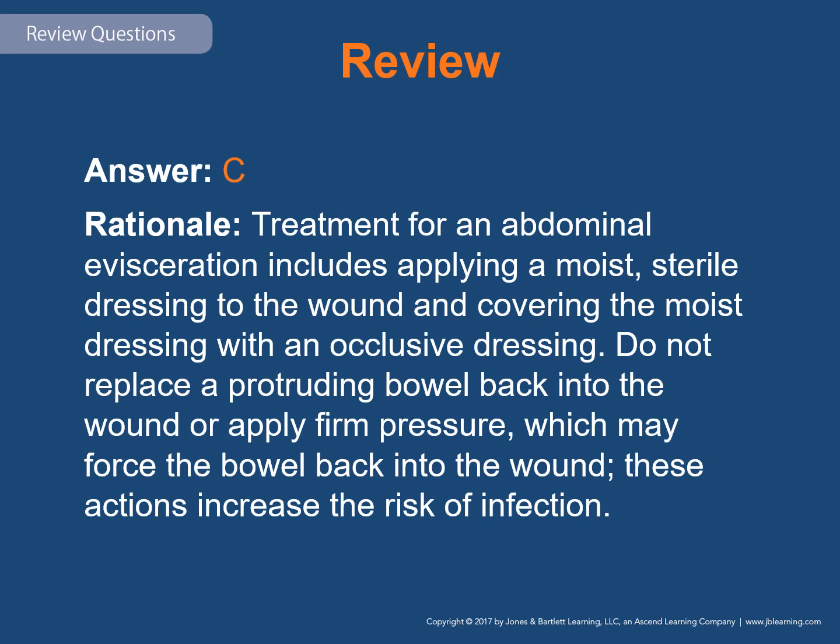Treatment for an abdominal evisceration includes applying a moist sterile dressing to the wound because you do not want the loop of bowel to dry out, and then covering the moist dressing with an occlusive dressing to prevent any moisture from evaporating. It keeps the moisture there in the area of injury. Do not replace a protruding bowel back into the wound or apply firm pressure, which may force the bowel back into the wound, and these actions increase the risk of infection.